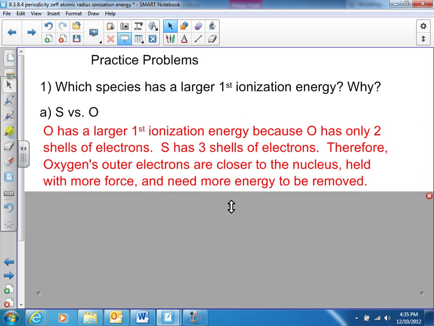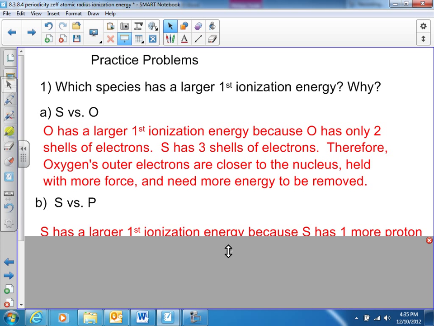O has a larger first ionization energy. It has only 2 shells of electrons. S has 3 shells, so O's electrons are closer to the nucleus. They're held more tightly. More energy is needed to remove them.